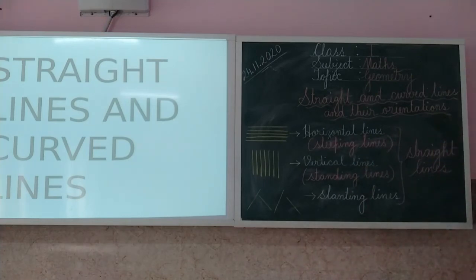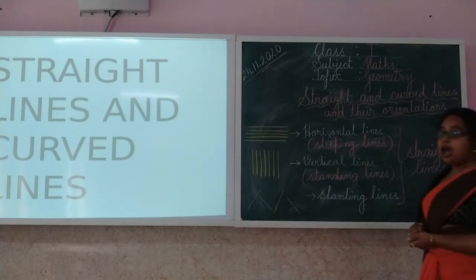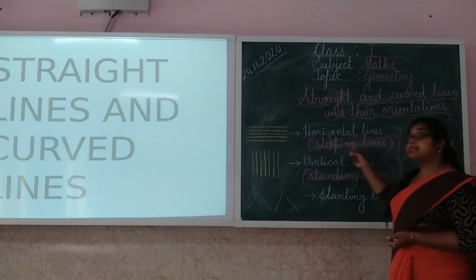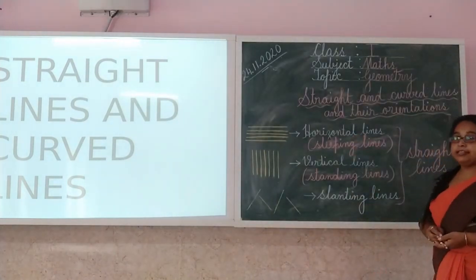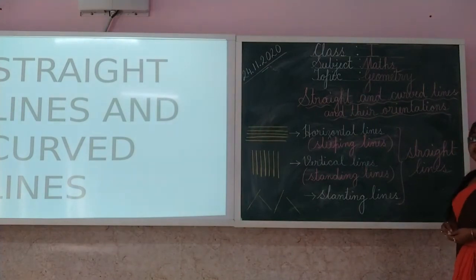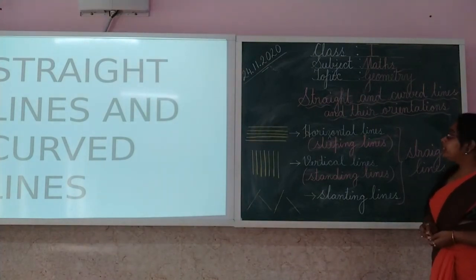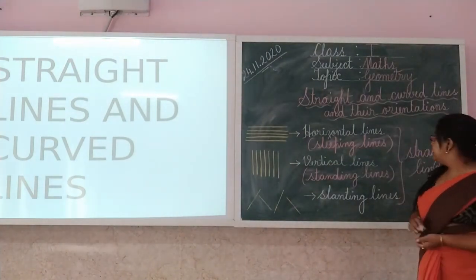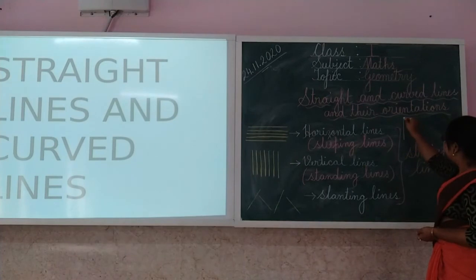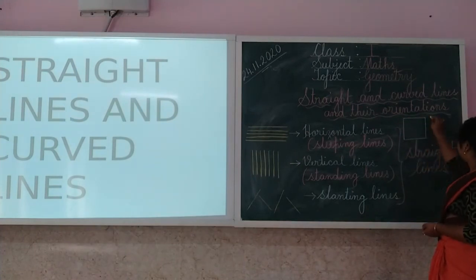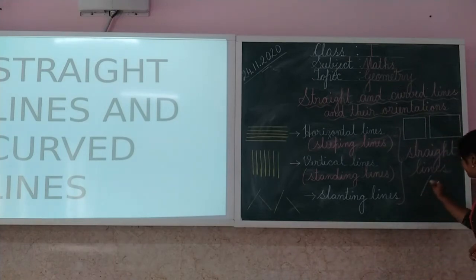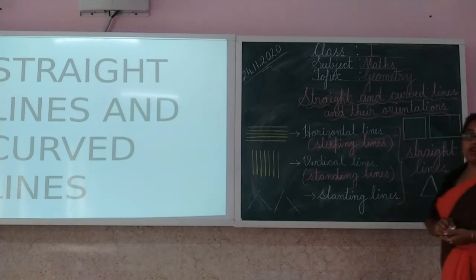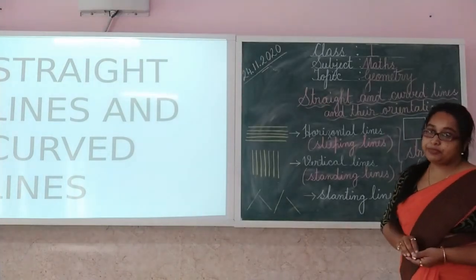Okay. So the various types of straight lines are horizontal lines or sleeping lines, vertical lines or standing lines and slanting lines. With straight lines, we can draw various shapes like square, rectangle, triangle. Okay. So these are the shapes we can draw with straight lines.